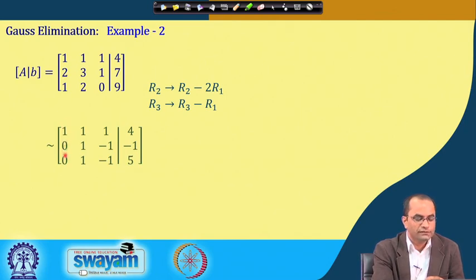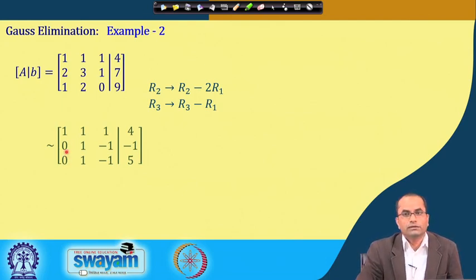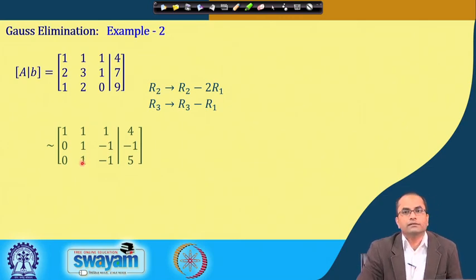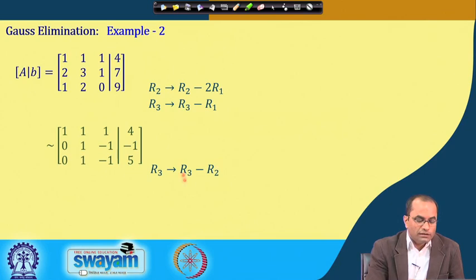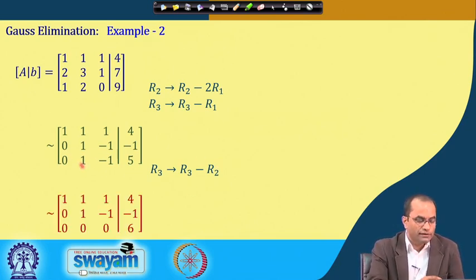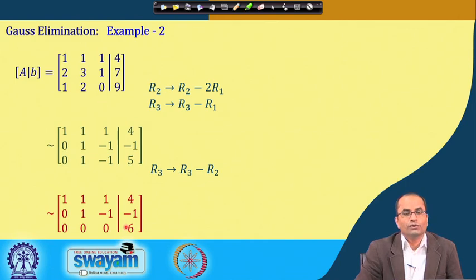That was the objective in this algorithm, to eliminate the x 1 variable from equation number 2 and equation number 3. Now the next objective is that using equation number 2, we will eliminate x 2 from equation number 3. So r 3 will now be r 3 minus r 2, and when we subtract, this will be 0, this will also be 0, and this will be 6 here. So what do we see now?